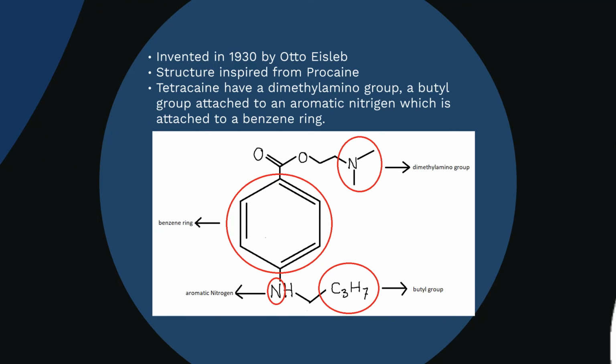Tetracaine is a derivative of aminobenzoic acid. It was invented by Otto Eisleb in 1930, and its structure was inspired from procaine. Tetracaine has a dimethylamino group and a butyl group that's attached to an aromatic nitrogen, which is attached to a benzene ring.